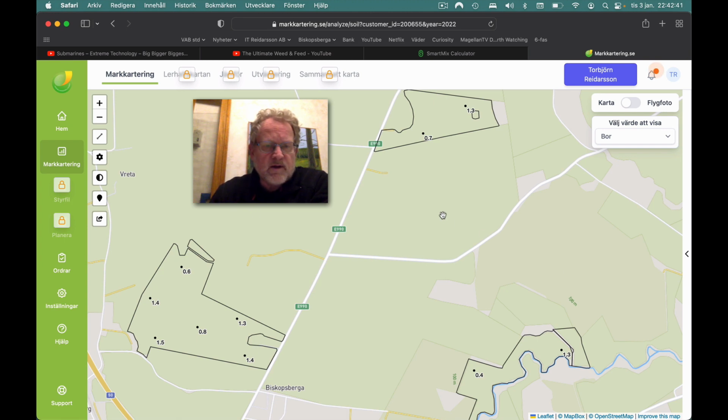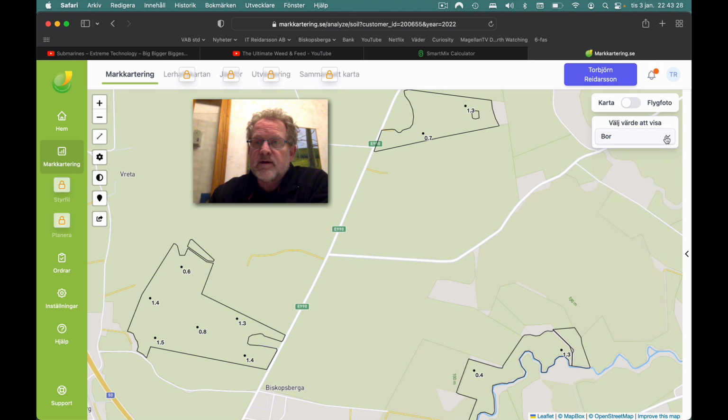Boron, as far as I understand, you're supposed to get upwards of 2, 3. So I would consider these values to be very low. 0.7, 1.3, 0.6, and so on, 0.4 down here. I'm not sure what the organic organization says about adding boron, but I would think that it's needed. I have read about farmers who have added between 3 and 5 kilos per year, and they have only seen increases in yield and not any toxicity at all.